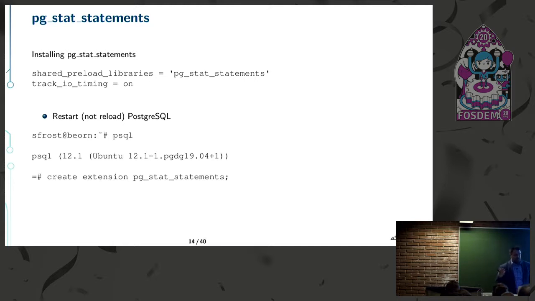Installing it requires that you update shared_preload_libraries to include pg_stat_statements, and then you have to run this create extension command inside of each database that you want to have access to the view. Now, the actual contents of the pg_stat_statements view are across the entire cluster, but you can only see them if you've created the extension inside of a particular database. Note that you're going to need to do a restart, not a reload of Postgres, because that's what's required when you update shared_preload_libraries.